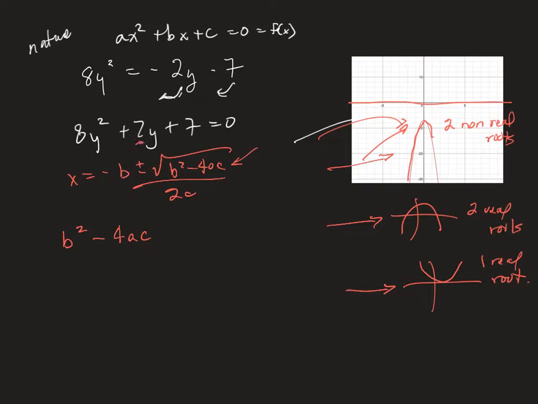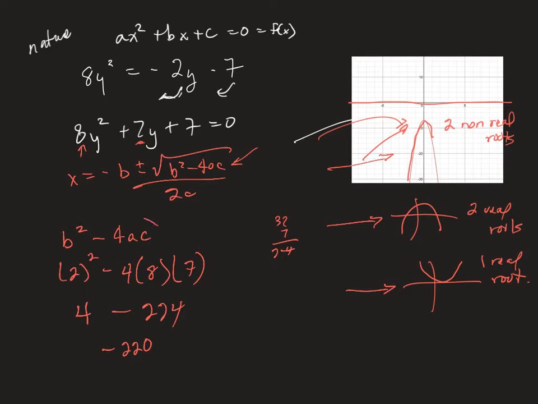So b is 2, so 2 squared minus 4 times a, which is 8, times c, which is 7. So this would be 4 minus 32 times 7, which is 224. So this would be negative 220. Since the value of this is less than 0, like negative 220 is less than 0, that means the graph looks like this one, or it has two non-real roots.